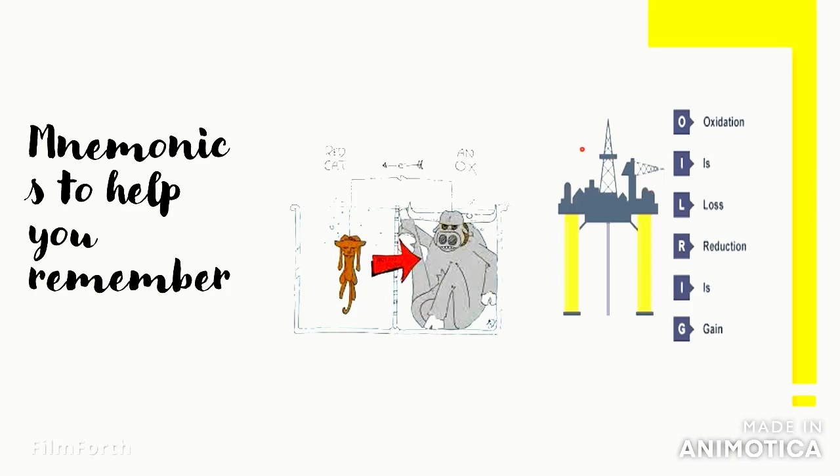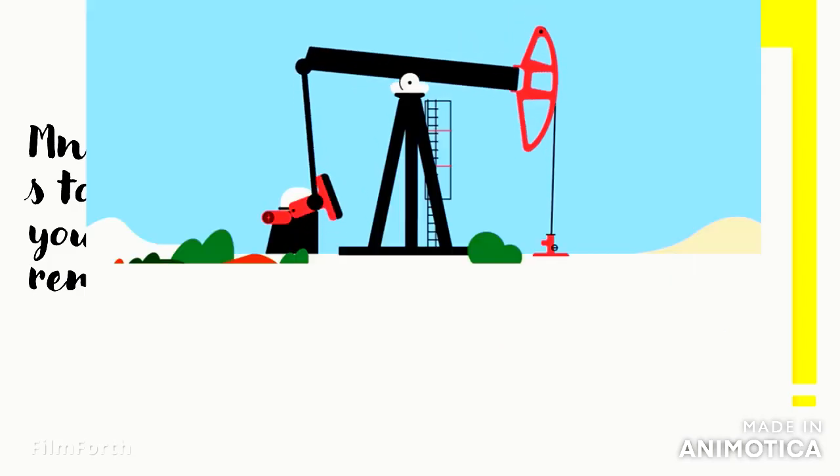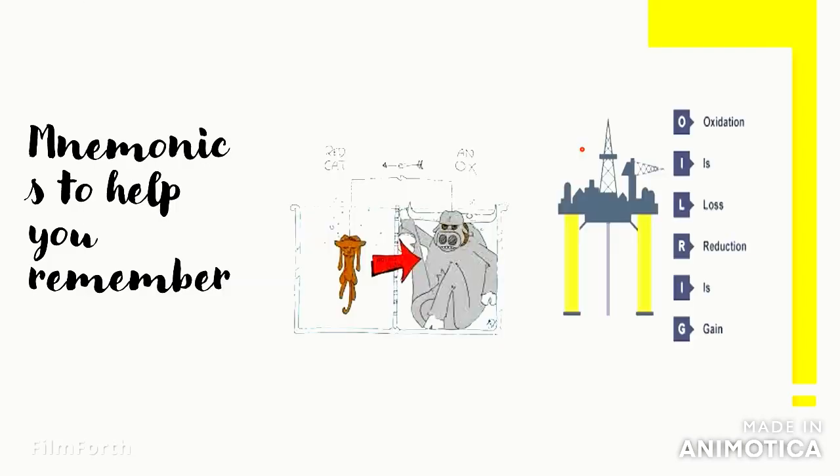An oil rig is a machine, for those who don't know, that is used to dig up or mine oil. So OIL RIG: if you remember OIL, then you will know that oxidation is loss of electrons. Reduction is gain of electrons. So OIL RIG: oxidation is loss, reduction is gain.